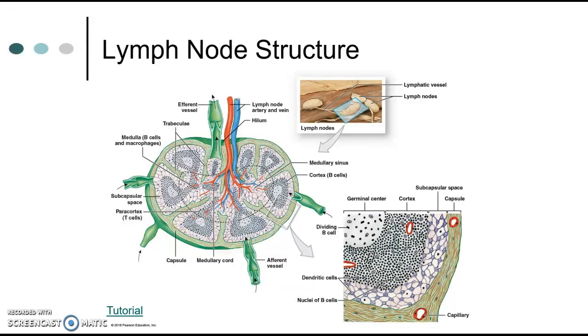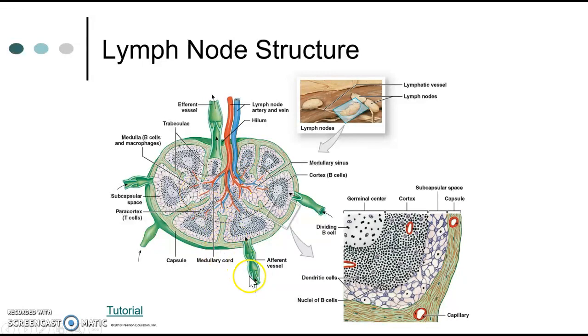As we continue to move towards the center of the lymph node, here we have the medulla, and this region right in here. And in the medulla, that's where we have B cells and plasma cells that make antibodies. And so we have a continued immune response in here as well.